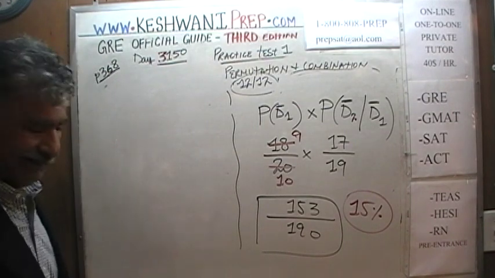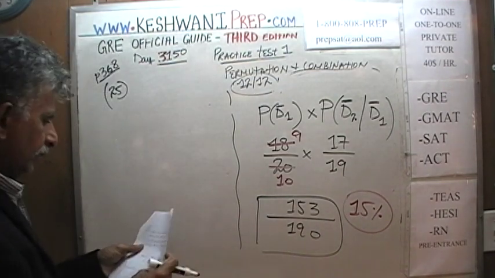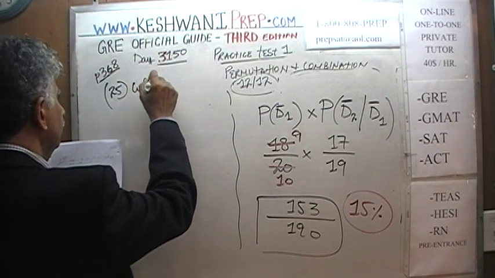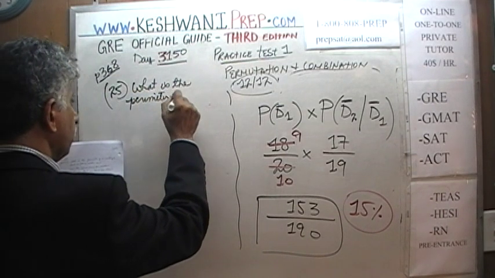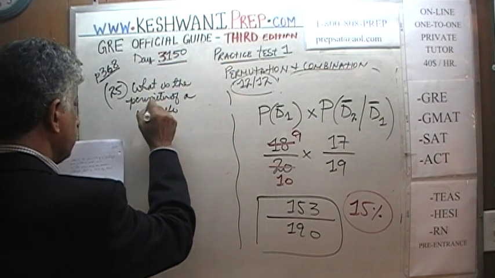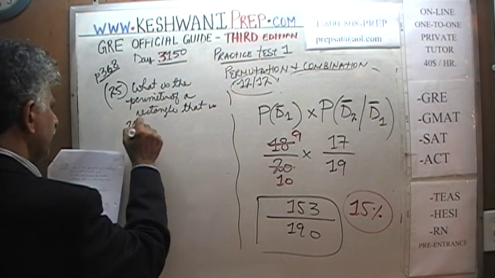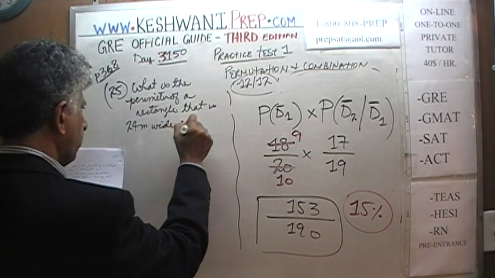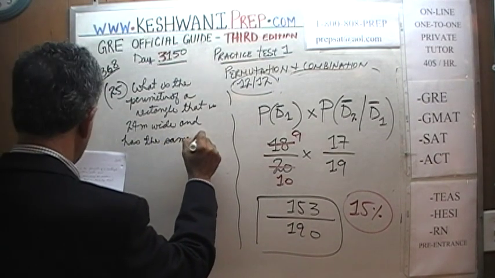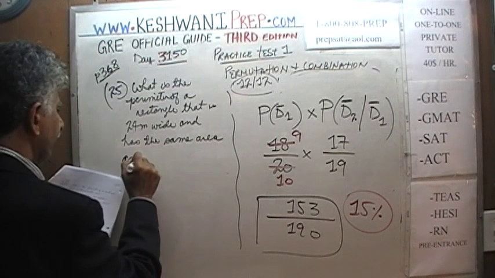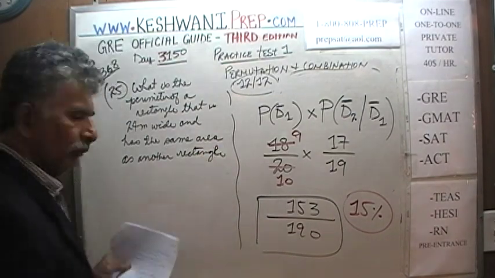Number 25, the very last one. It says, what is the perimeter of a rectangle that is 24 meter wide and has the same area as another rectangle? What's the perimeter of a rectangle?